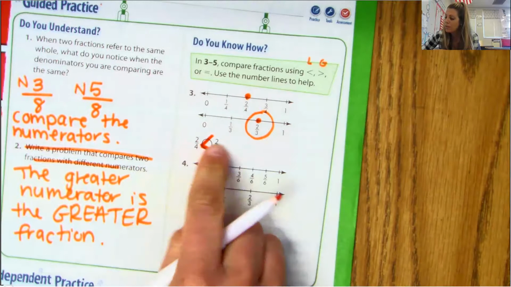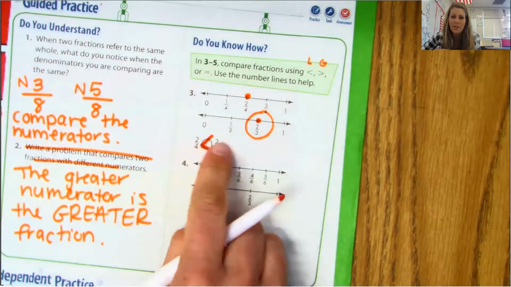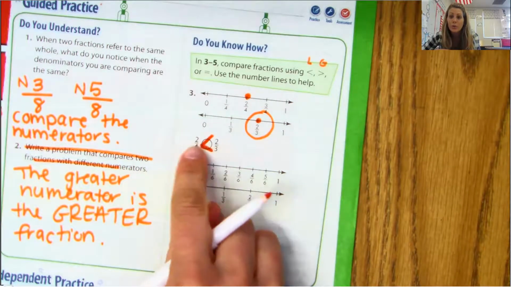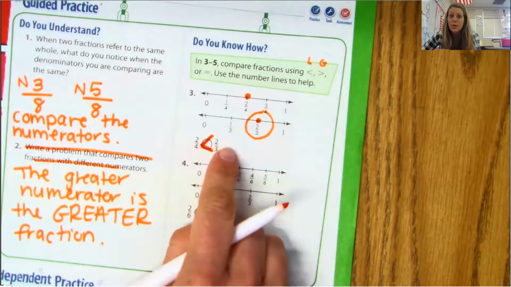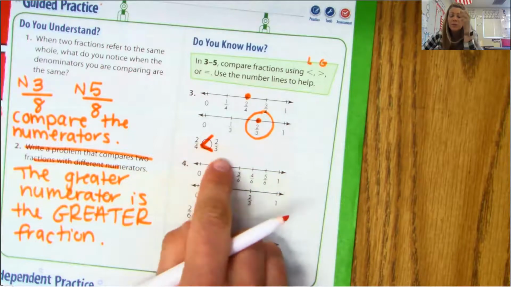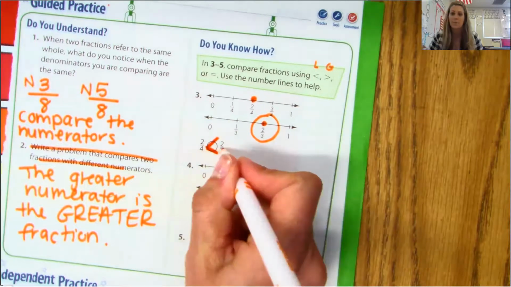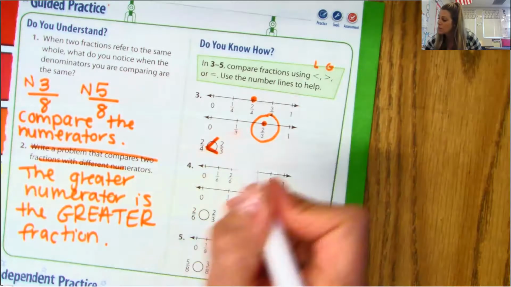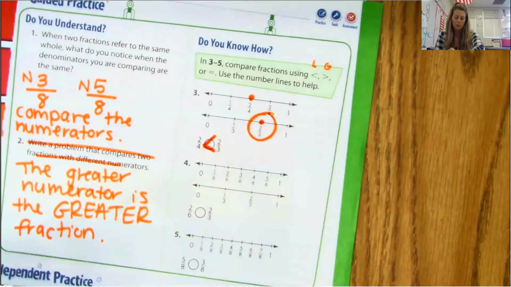Also, let's stop and look. This is the one that's a little tricky. The numerator was the same. So when we look at the denominator, our brains have to think backwards, opposite. We have to pick the smaller denominator. The smaller denominator is the greater fraction.